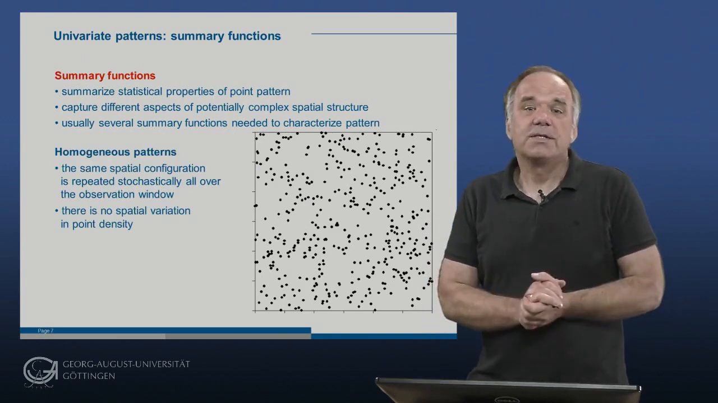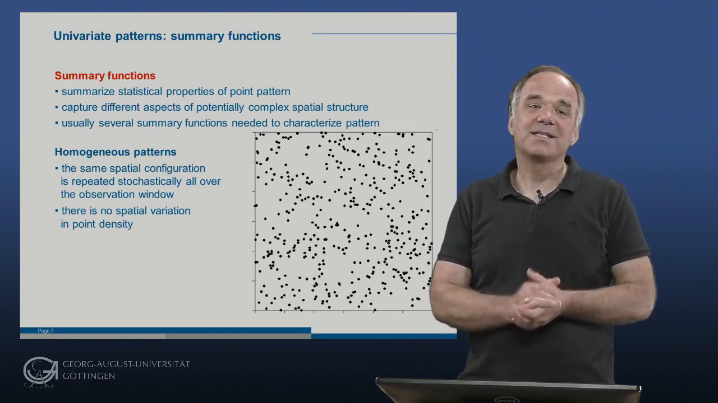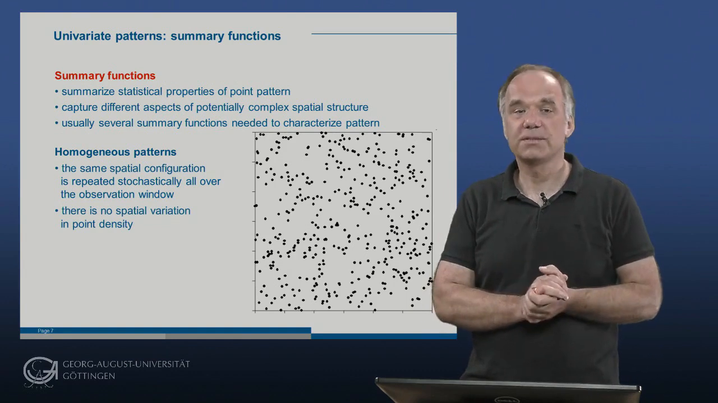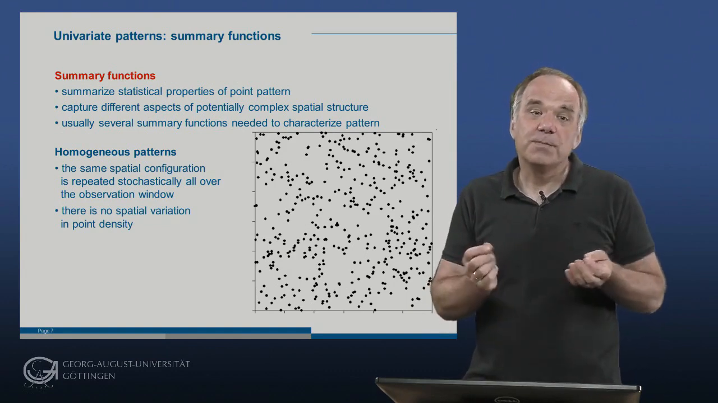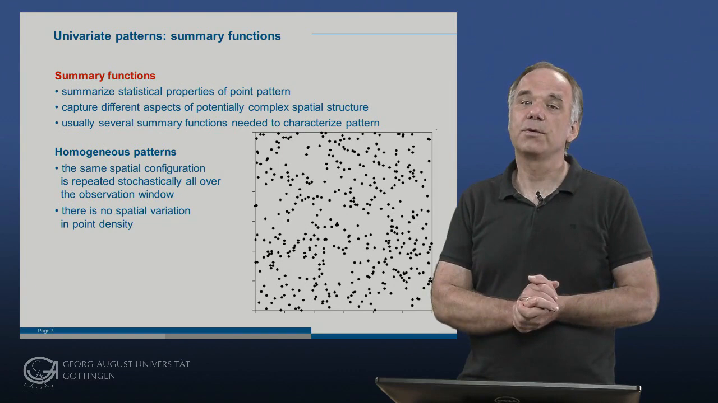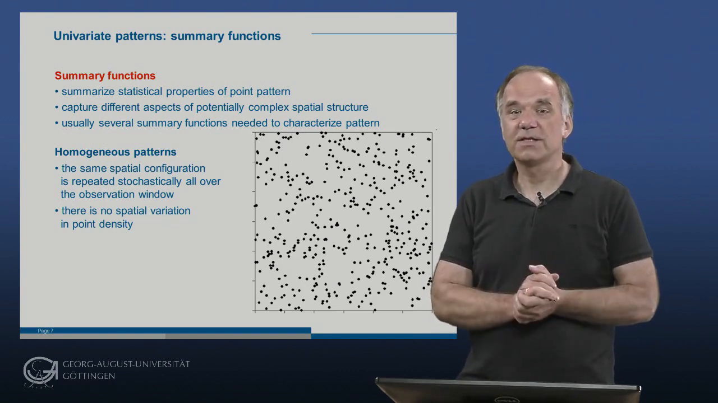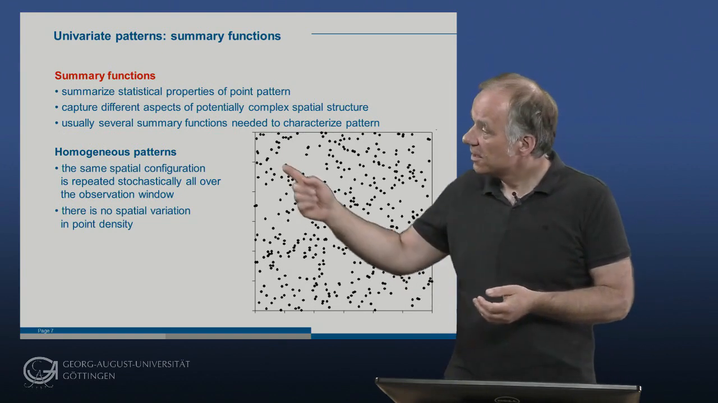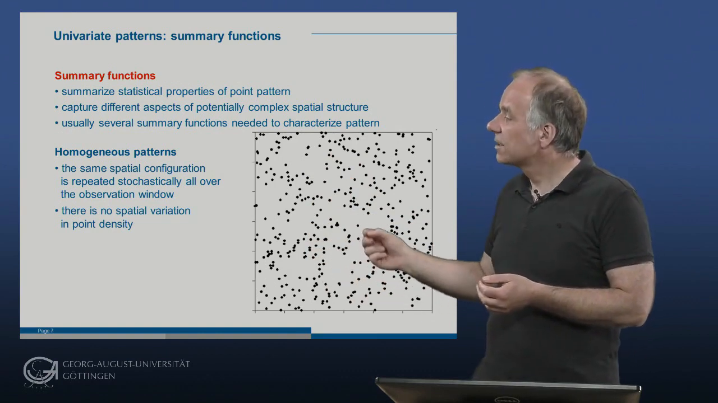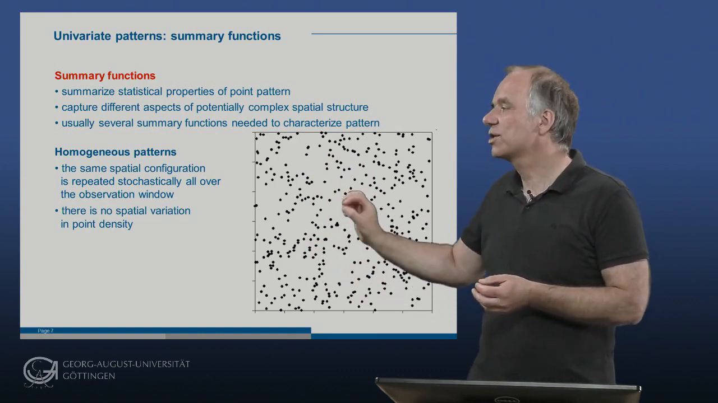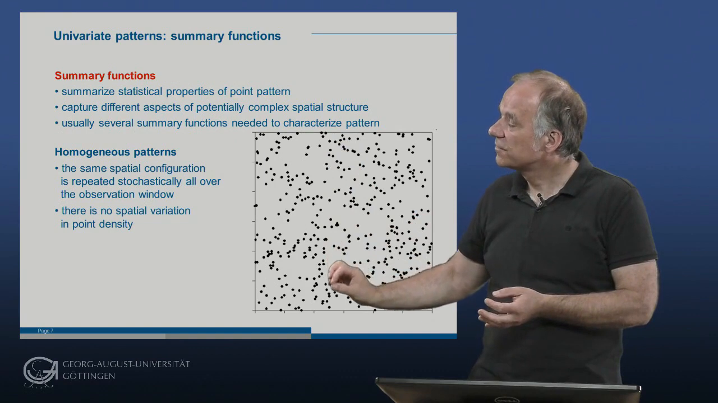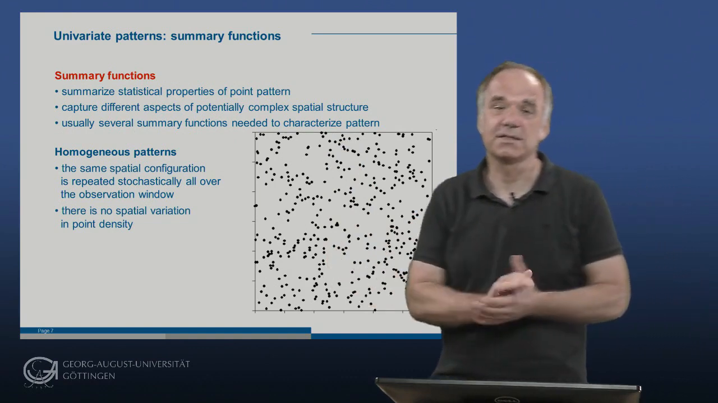To characterize the properties of point patterns, we must usually make one very important assumption, and this is the assumption of homogeneous patterns. In a homogeneous pattern, the same spatial configuration is repeated stochastically all over the observation window, and there is no spatial variation in the point density. If you look at this pattern, you see that the point density all over is more or less the same, and the typical small-scale spatial structures repeat the whole time. So there's no difference in the spatial structures at different locations of the plot. So this is a homogeneous pattern.